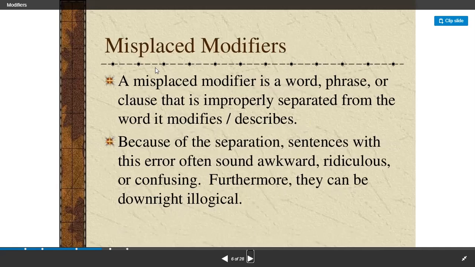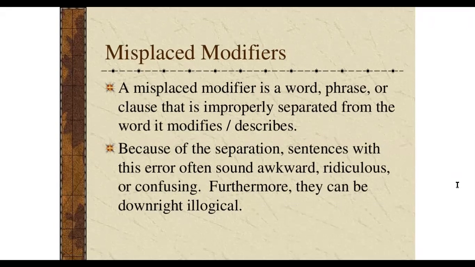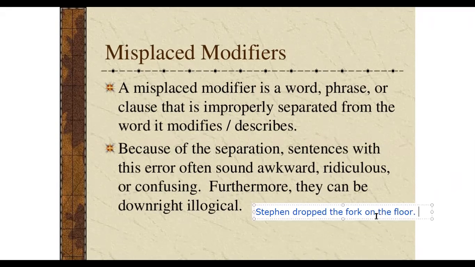And then we come to a very important part in modifiers. We said that modifiers in English usually come after the word they describe. For example, when I say, Stephen dropped the fork on the floor. Stephen dropped what? The fork. Where? On the floor. So "on the floor" is a modifier, where it comes right after the verb.